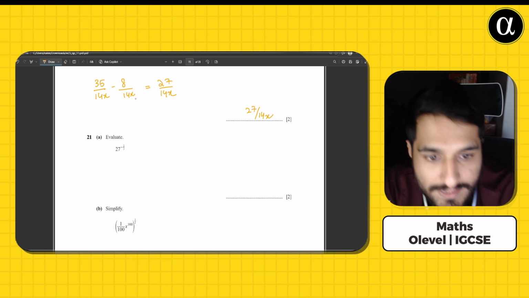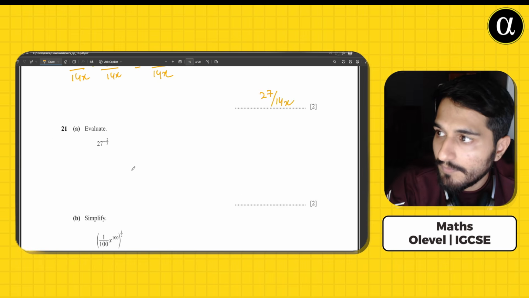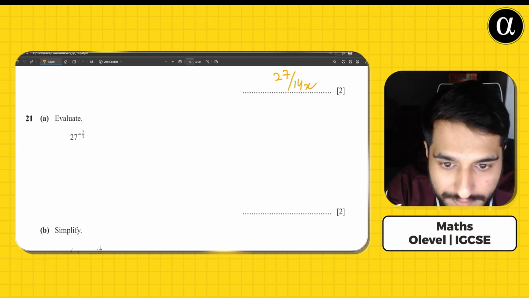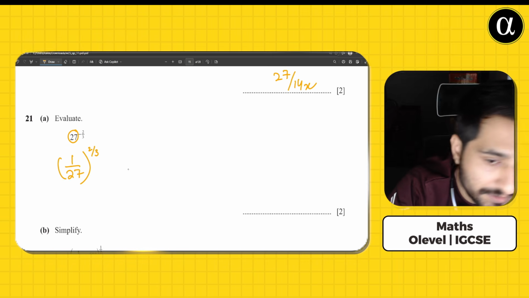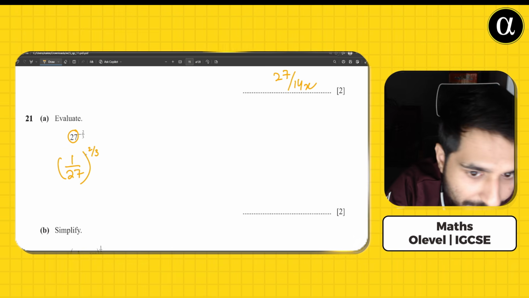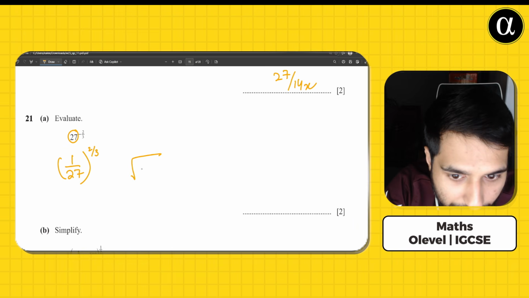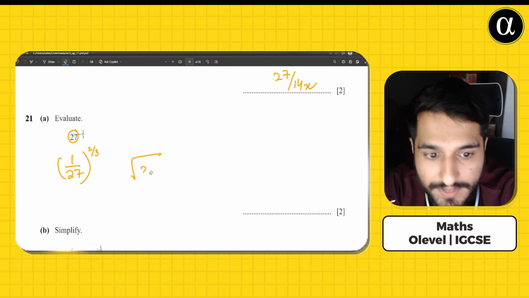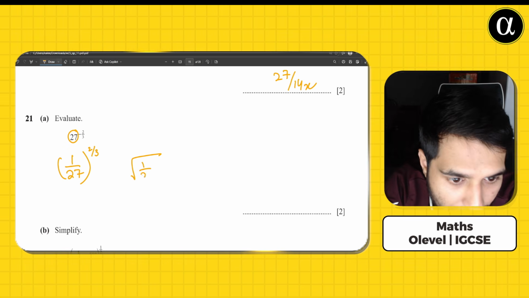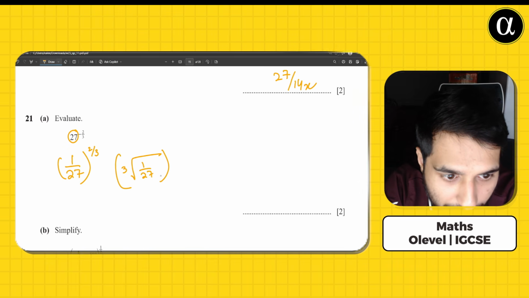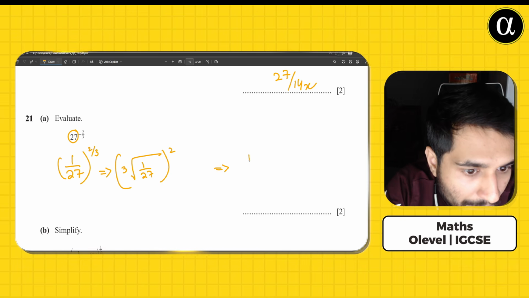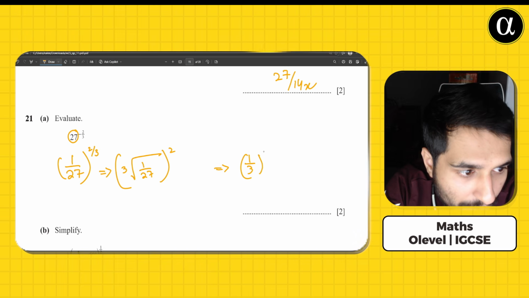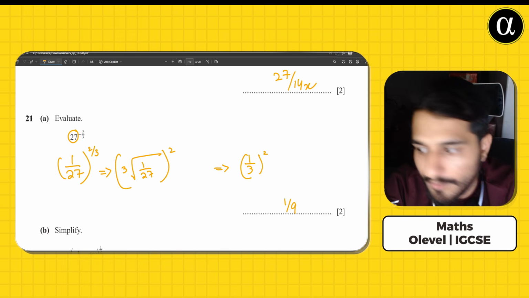It says evaluate 27 power minus 2 over 3. So the power is negative 2 over 3. In order to convert this into positive, we need to reciprocate this number. So it will be 1 over 27 power 2 over 3. The power would be as it is, we just change the sign. And the rule of indices says that the denominator is going to turn into a root. So 1 over 27 inside the cube root, and then there's going to be a square on the whole thing due to the numerator being 2. So the cube root of 1 over 27 gives us 1 over 3, and the square of 1 over 3 is going to give us 1 over 9. That's how you're going to solve this question.